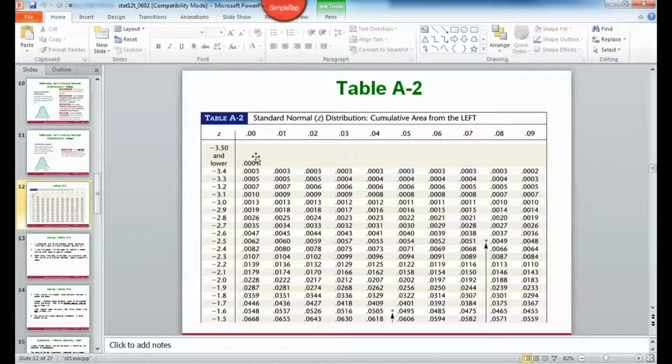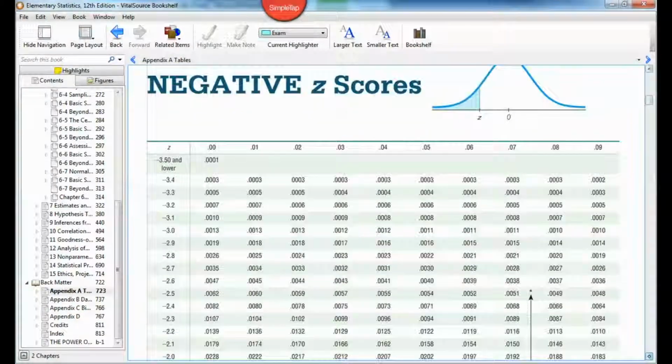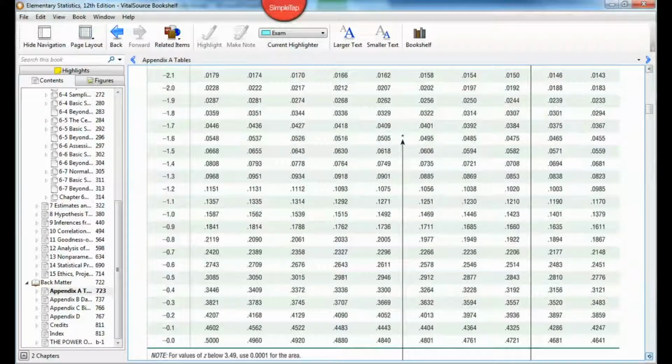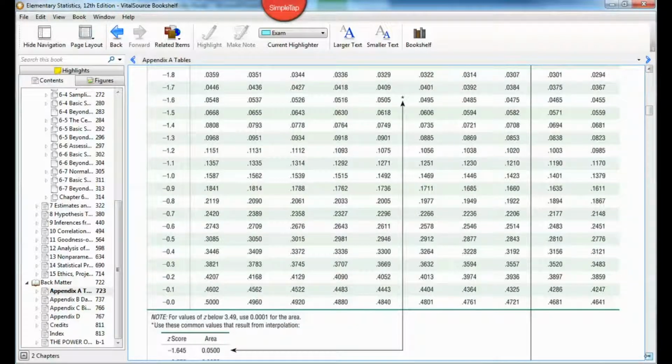All right, and then if you look on your formula sheet, you'll see that the numbers keep going and going and going. They get closer and closer to 0. And then there's no such thing as negative 0. At 0.0, you can see the area is 0.5.